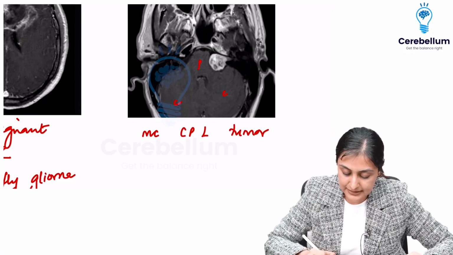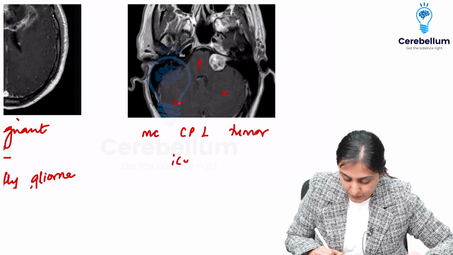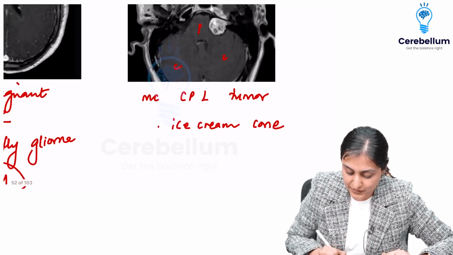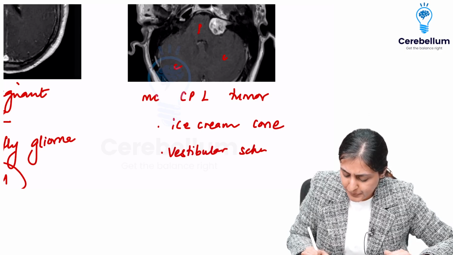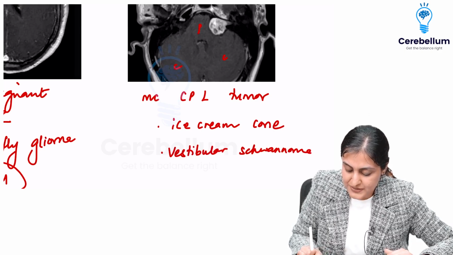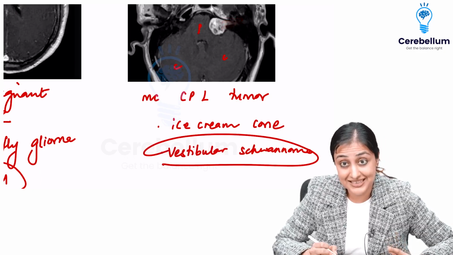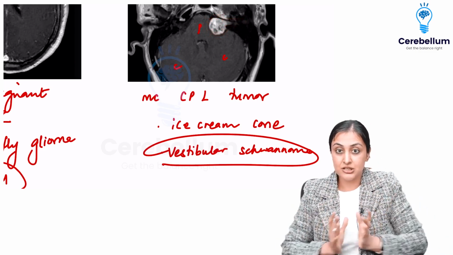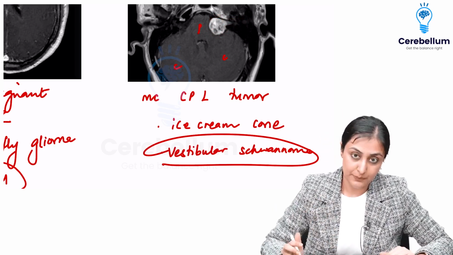Here you can see this classic appearance of an ice cream cone. So this is the ice cream cone appearance, and what is the diagnosis? This is vestibular schwannoma. So this tumor arises from the vestibular nerve in the internal auditory canal where it tapers, and then at the CP angle cistern, it expands, giving rise to this classical ice cream cone appearance.